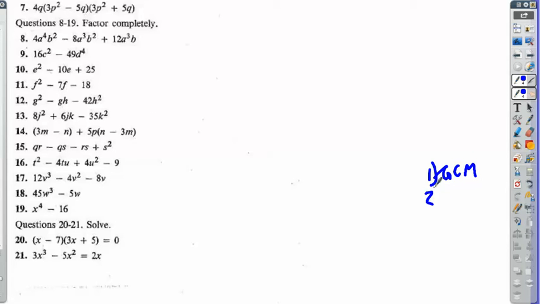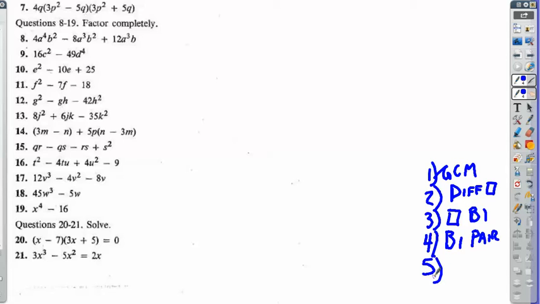Second thing that we look for is a difference of squares. I'm going to just abbreviate this. Third thing is a square binomial. Fourth thing, if we can't find anything else, we're looking for a binomial pair of factors. And then when all else fails, we're stuck with grouping.